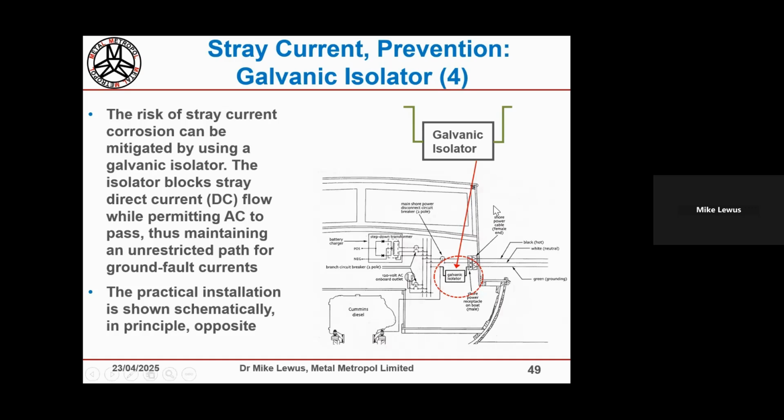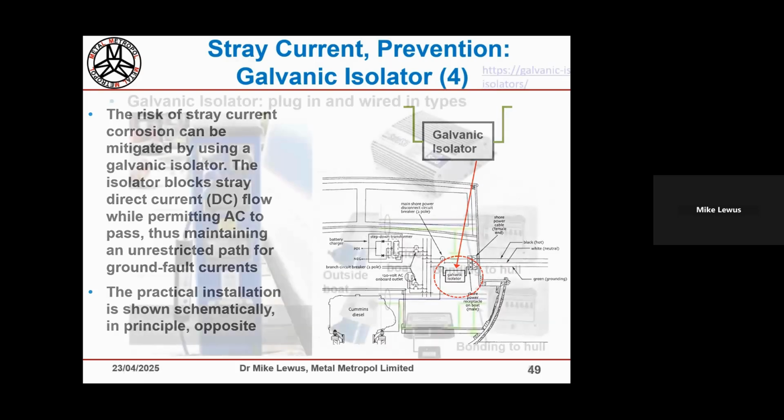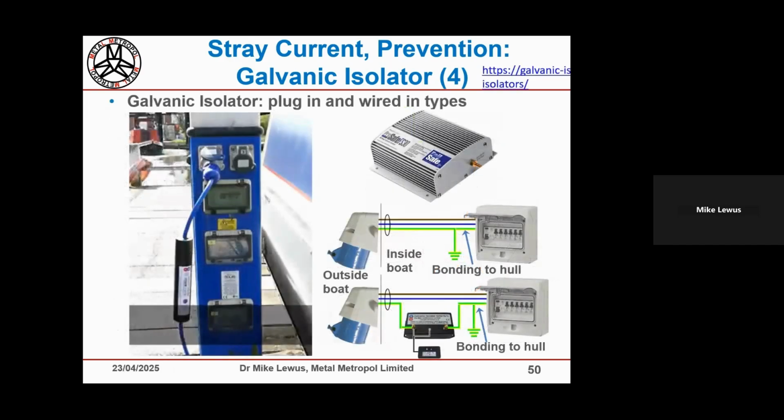A galvanic isolator simply blocks DC current flow, and it's just connected in the ground line of the power supply. They can be connected dockside or on the boat. So I've got another slide that shows you some examples. This is more an example connected boat side, using the standard connectors that are on your boat. But there are systems that connect dockside.